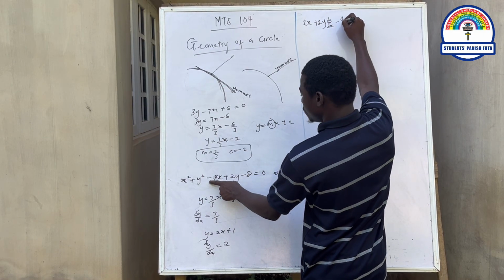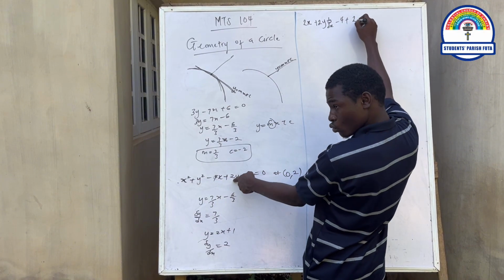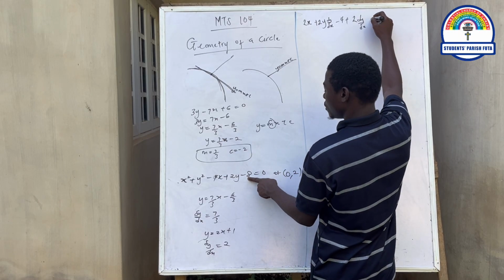Differentiation of minus 4x gives you minus 4. Differentiation of 2y gives you 2. Then you have to put the dy/dx to show that I differentiated y there. Differentiation of minus 8 equals 0.